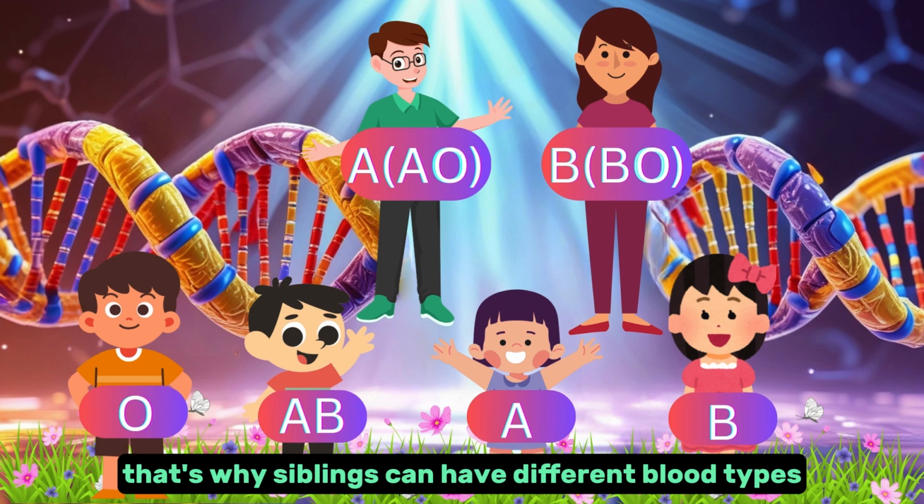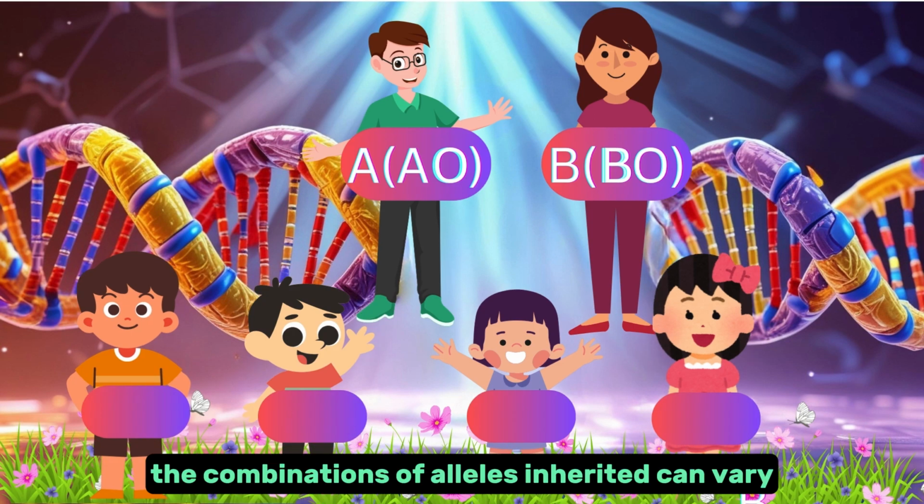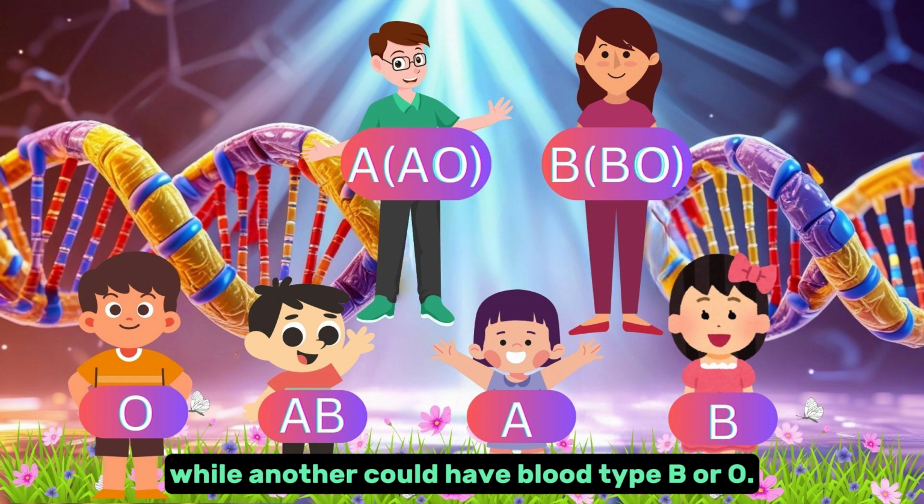That's why siblings can have different blood types. Even though they share the same parents, the combinations of alleles inherited can vary. So one sibling might end up with blood type A, while another could have blood type B or O, even if both parents are of type A or type B.